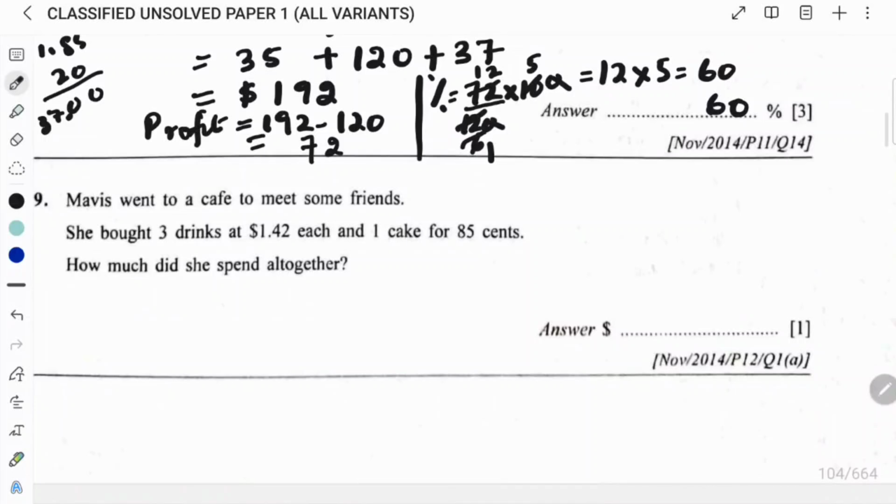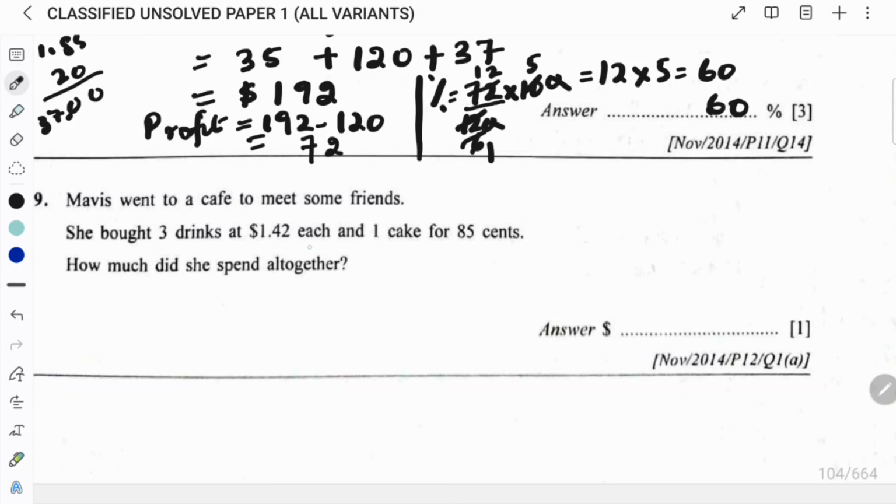Okay, question number 9. Mavis went to a cafe to meet some friends. She bought 3 drinks at $1.42 each and 1 cake for 85 cents. How much did she spend altogether? Remember, this is all everyday maths. You have to understand it. This is a daily life problem. Understand well and just do the questions.